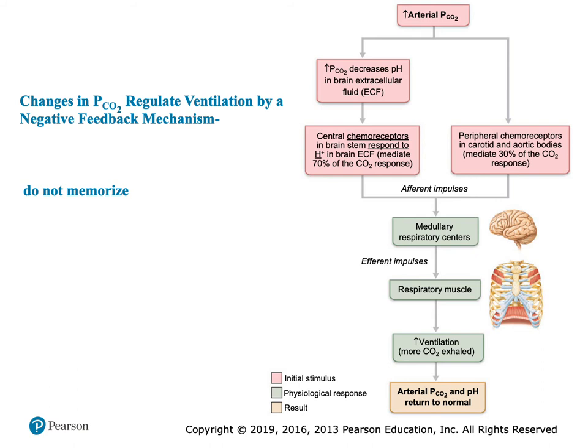So this is just showing the feedback loop, that negative feedback loop. If you get more CO2, you breathe faster because you want to blow it off, right? When everything is normal, your respiration is going to decrease.